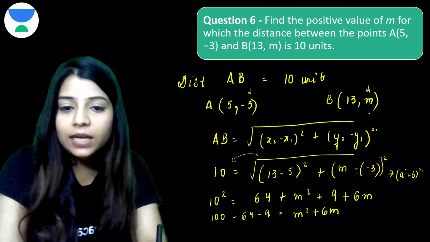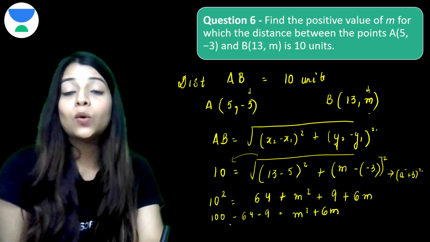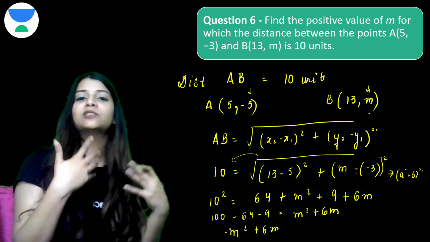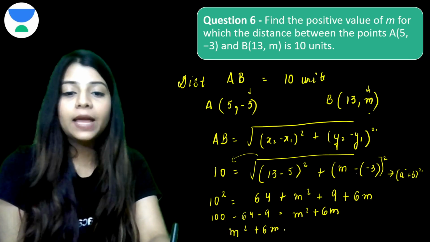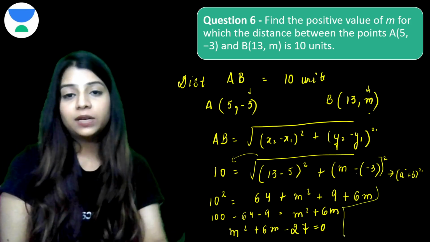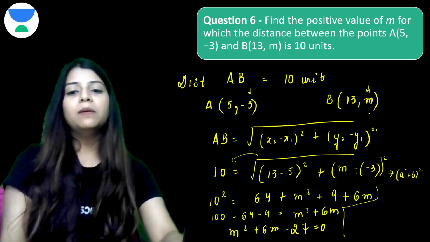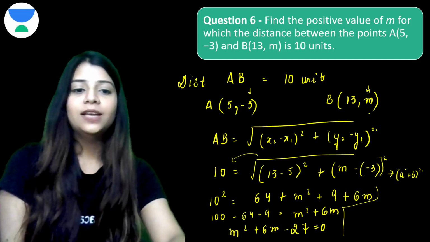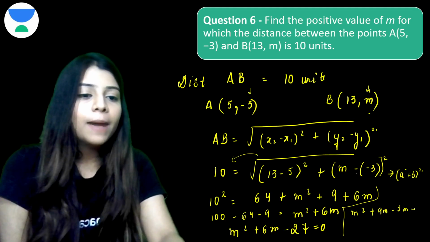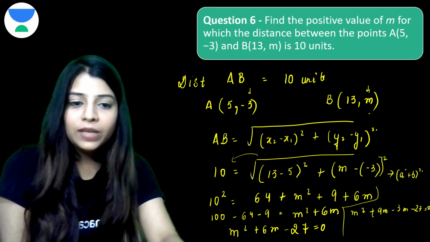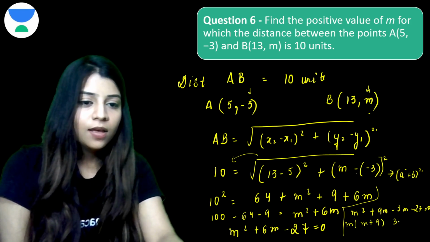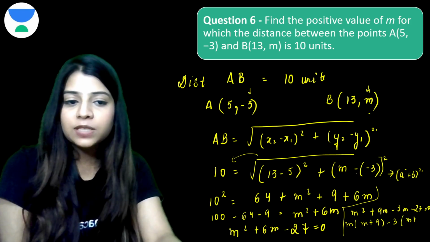If I take everything to one side, it forms a quadratic equation, that is m square plus 6m, and 100 minus 64 gives 36, 36 minus 9 gives 27, so minus 27 equals 0. Now I will use middle term splitting to solve this, and I get 9 and 3. So I can write it as m square plus 9m minus 3m minus 27 equals 0. From the first two I take m common and it becomes m plus 9, and from the others I take minus 3 common and it becomes m plus 9.